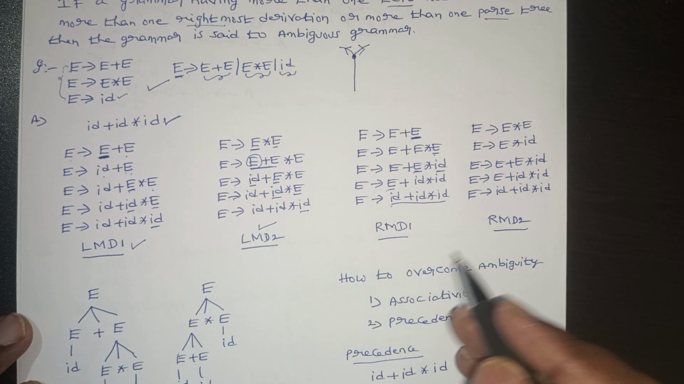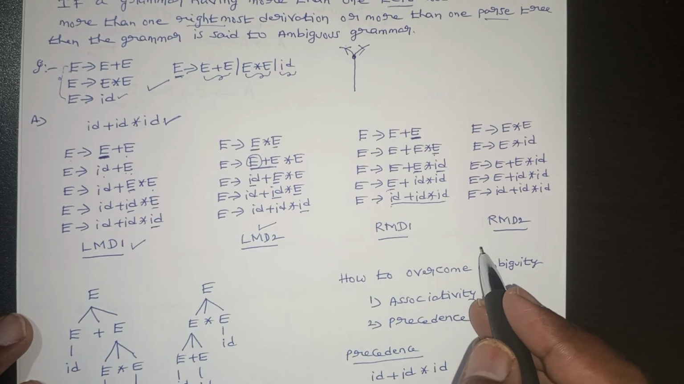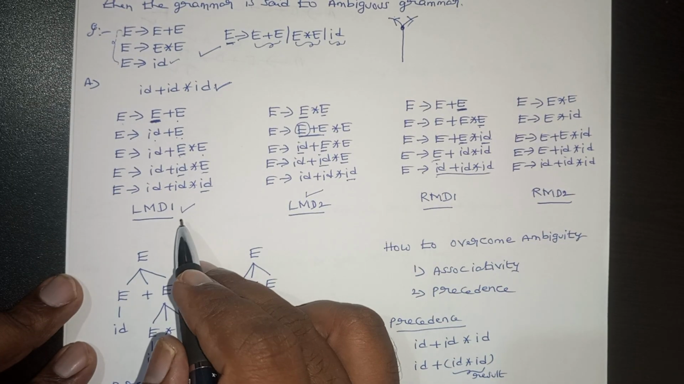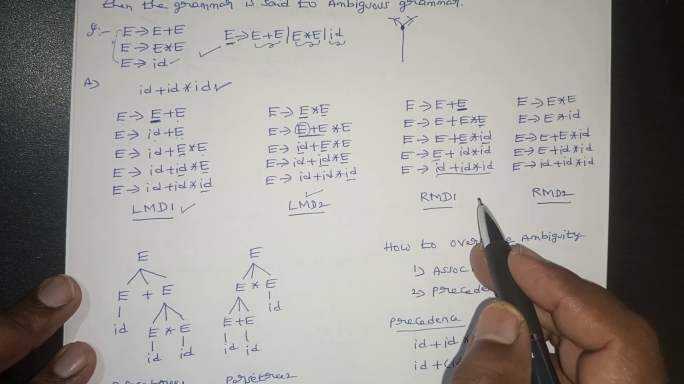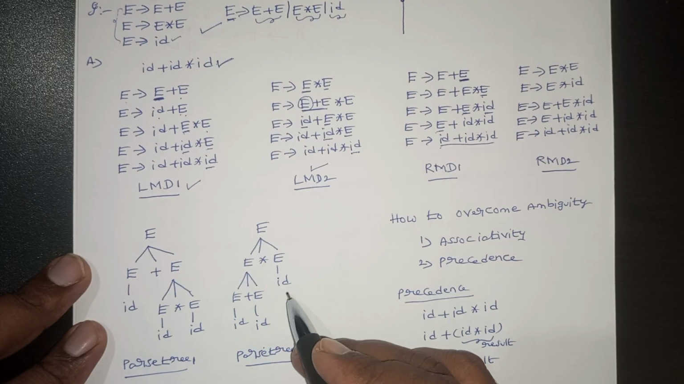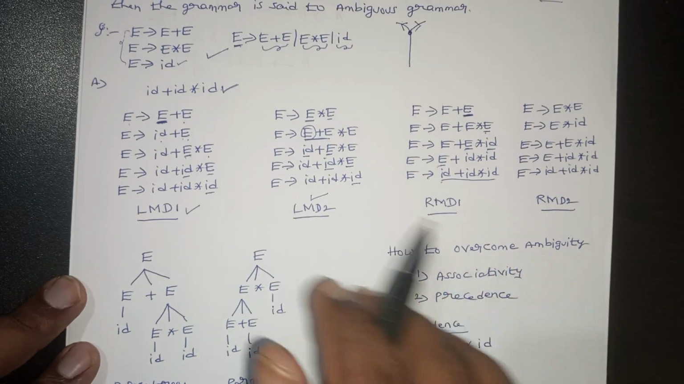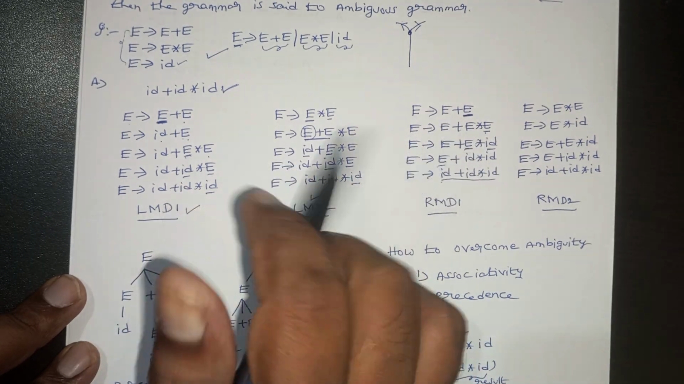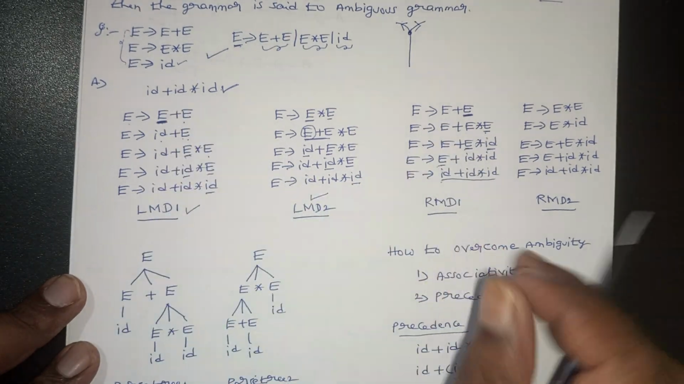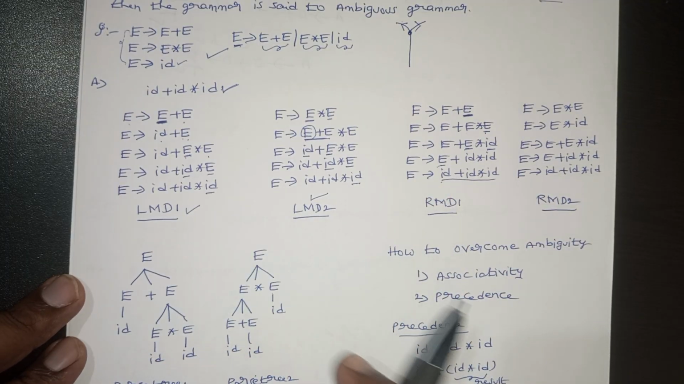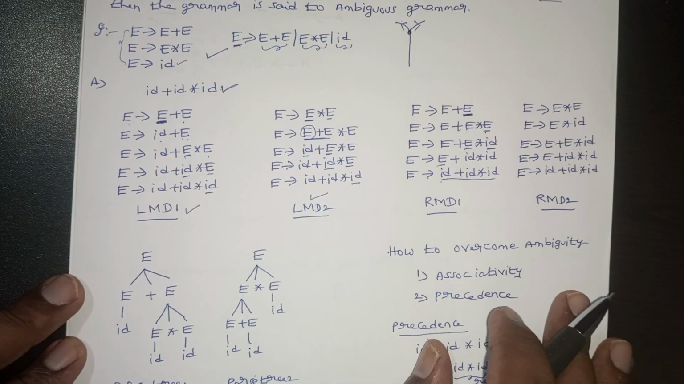Now is there any chance we have to get? See, no need to check all this. You may check whether LMD or RMD or parse trees. No need to check all these things. You check any one. So you may check LMD, you confirm that yes, it is an ambiguous grammar. There is no need of checking RMD again. There is no need of checking parse trees again. For understanding purpose, I am telling all those things.